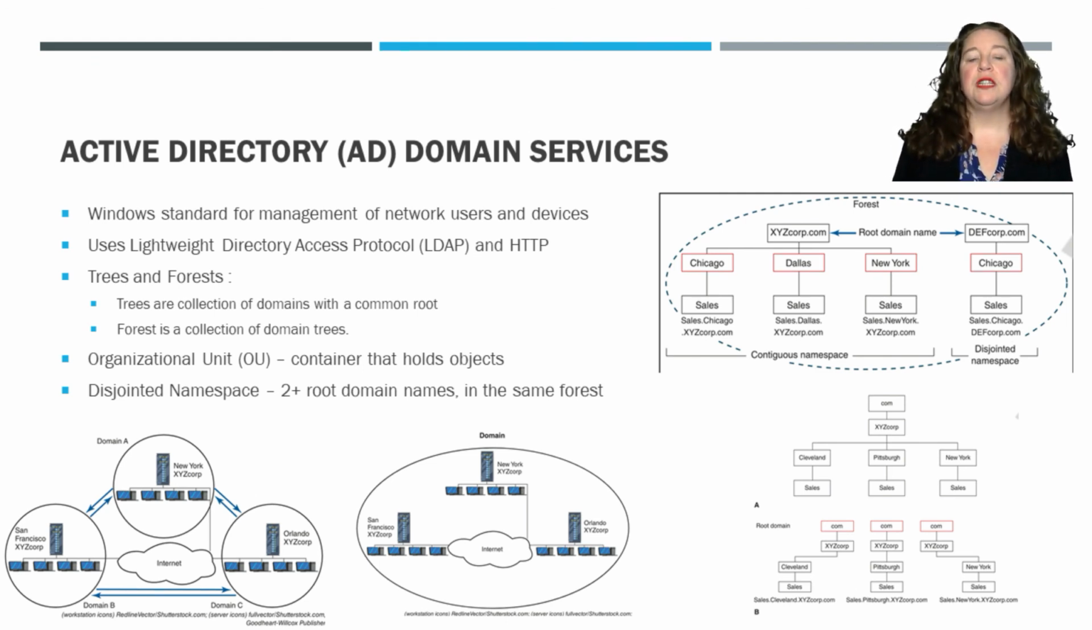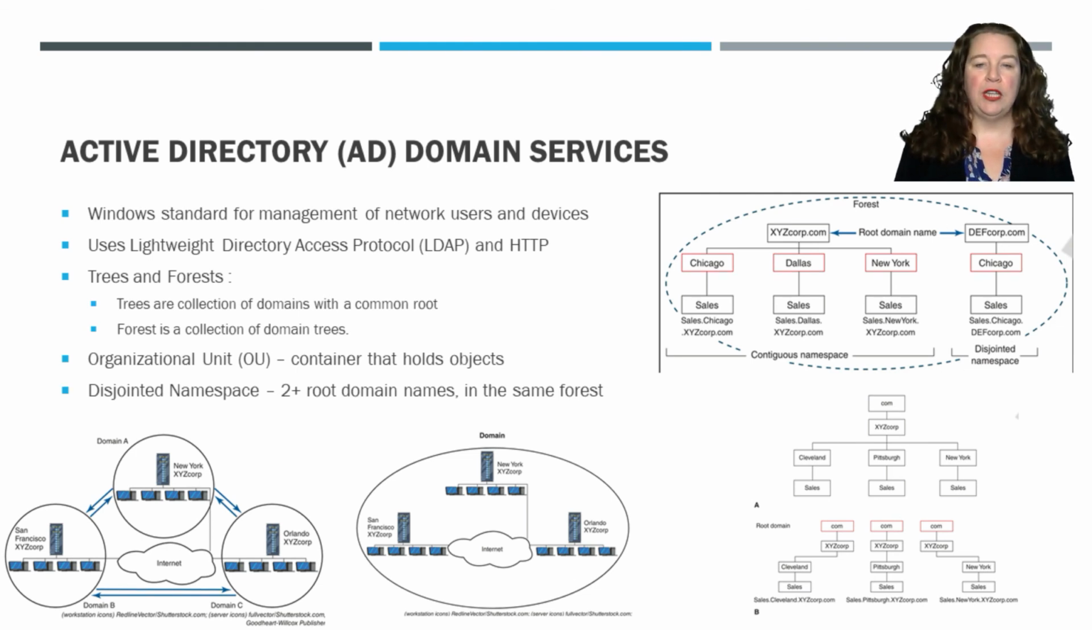Inside of that, each of the different trees can be their own collection of domains. And they have to have the common root. So they can be in what we call a contiguous namespace. Each of the individual items underneath this can be contained in an organizational unit. So we can limit things to specific units.